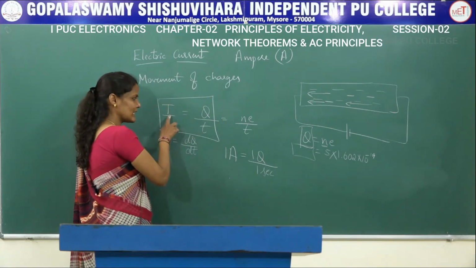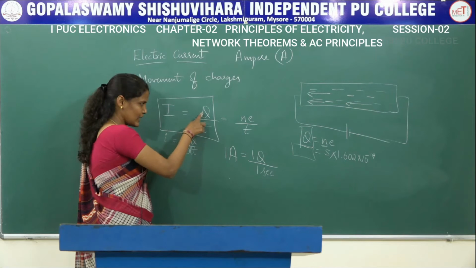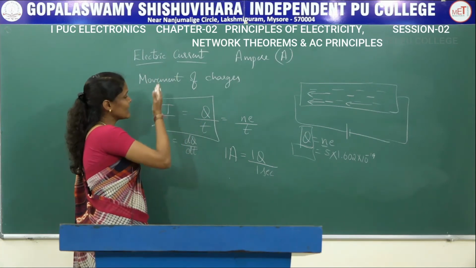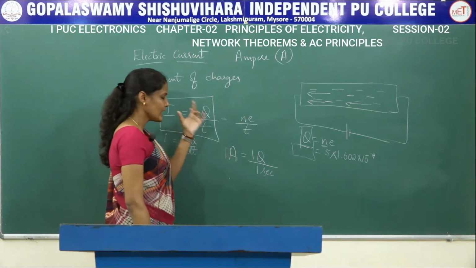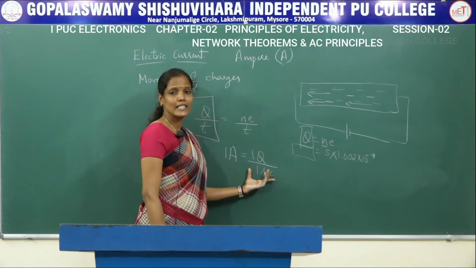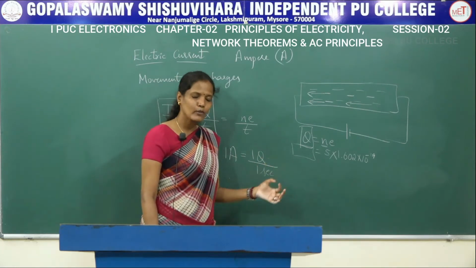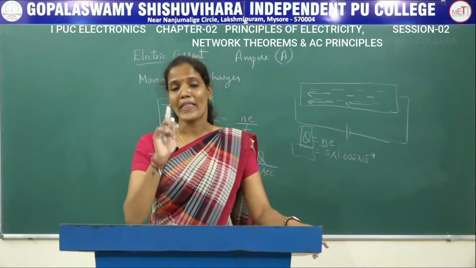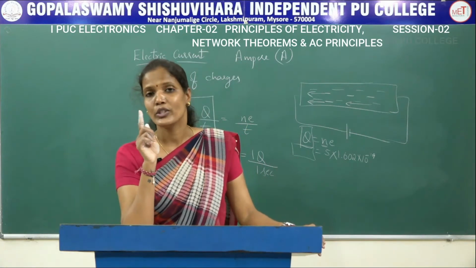If both of these are 1, then this value will also be equal to 1. So for the definition of electric current, the current will be equal to 1 ampere if 1 coulomb of charge is flowing through the cross section of a conductor in 1 second. That is now 1 ampere. Ampere is the unit for current.